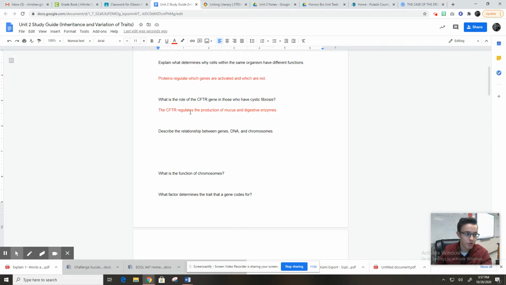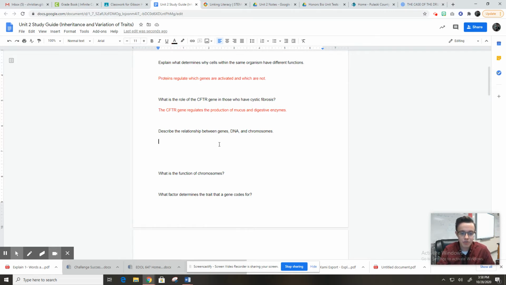Someone who has a mutated version of that gene has the disease cystic fibrosis. So that means this CFTR gene is mutated, meaning that they're going to overproduce mucus and their digestive enzymes are going to be all out of whack too. And those are the symptoms of cystic fibrosis.